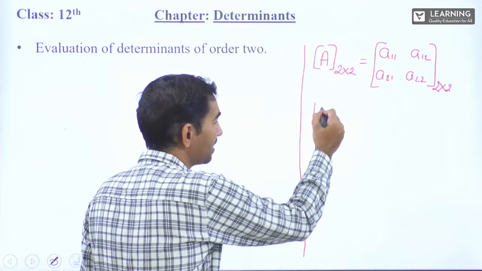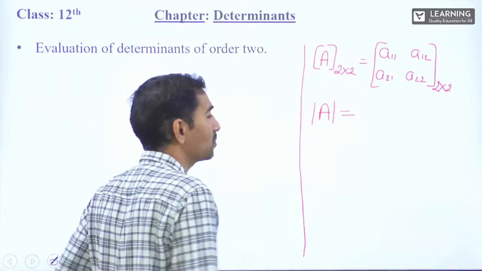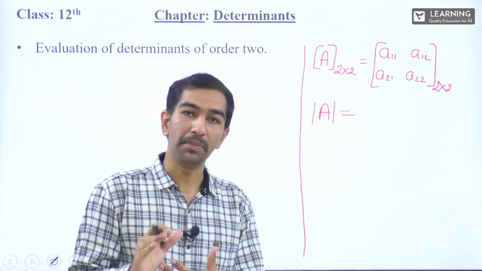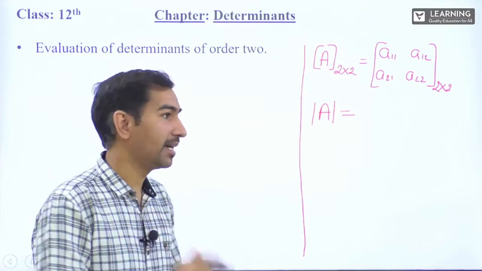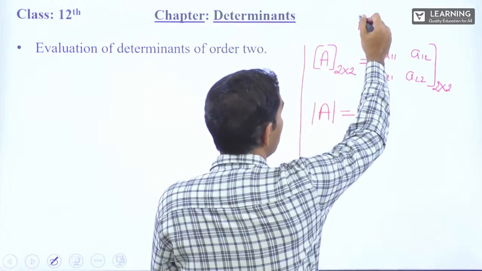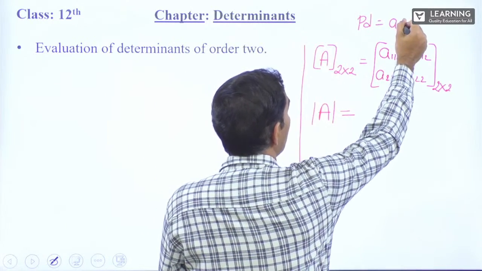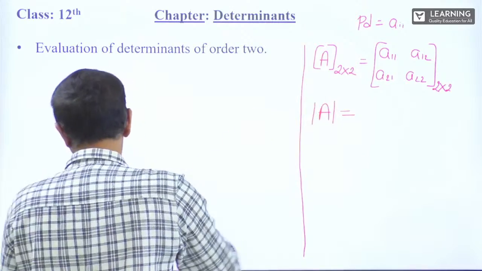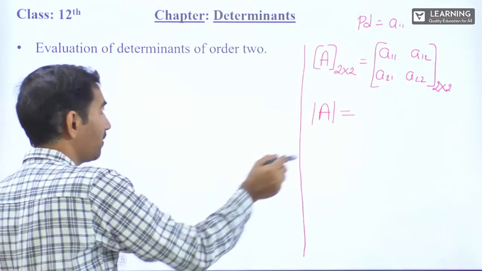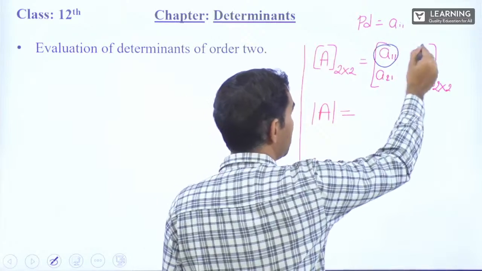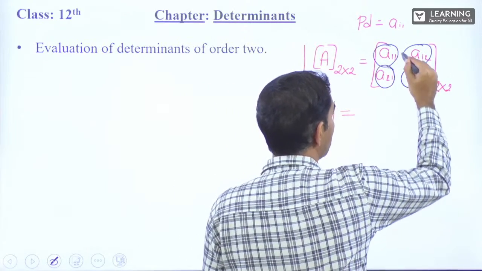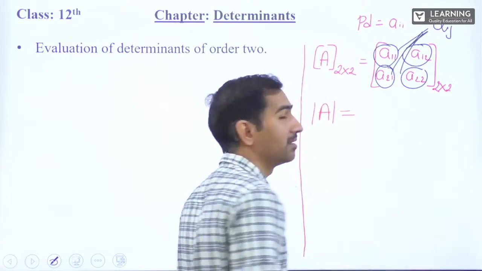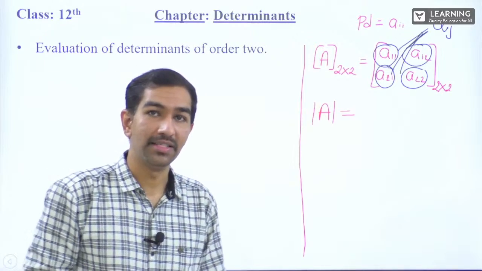So the determinant of matrix A can be written as follows. Students, remember, whenever you get a 2 cross 2 matrix, always multiply the principal diagonal first. What is the principal diagonal again? If you recall, the principal diagonal is nothing but a_ii. What is the standard form of the elements of the matrix? These are all the elements of the matrix. The standard form is nothing but a_ij, ith row, jth column.